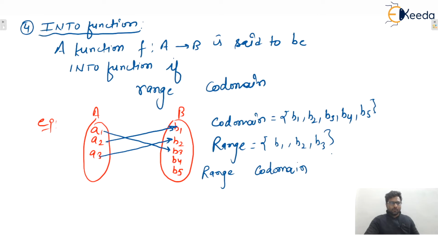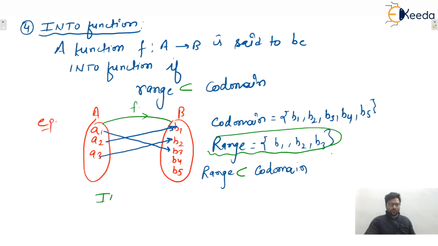So right here, proper subset, isn't it? Range is a proper subset of codomain. That's why this function is known as into function, isn't it? So remember guys, here range is a proper subset of codomain, which means proper means at least one less element. So we covered four types of function.